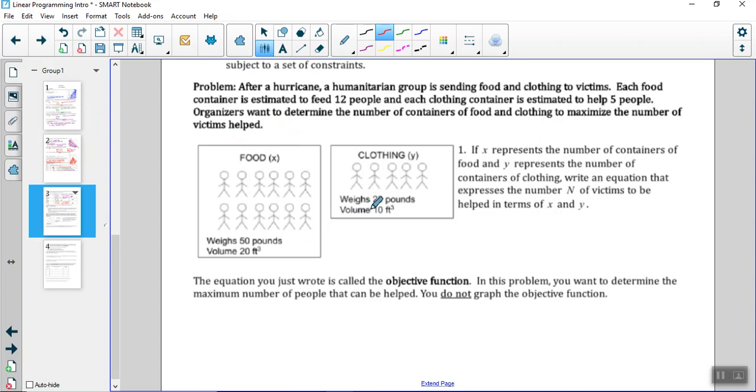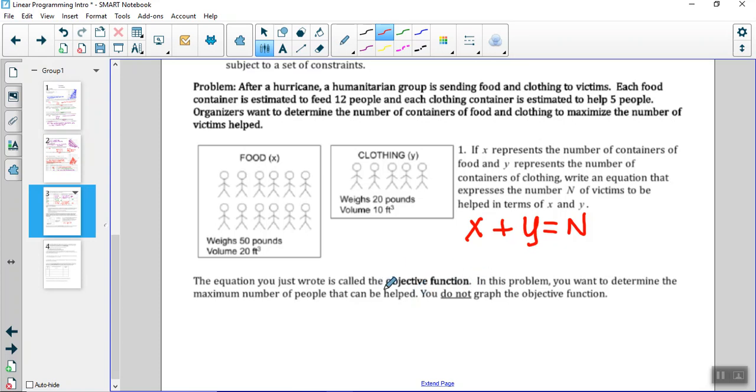So later on we're going to get into the information about weight and volume, but right here it says x represents the containers of food, y represents the containers of clothing, write an equation that expresses the number of victims to be helped in terms of x and y. So if we simply add the containers of food plus the containers of clothing, we can find out how many people we can help, and that's going to equal n, the people that are helped. This equation is called the objective function.